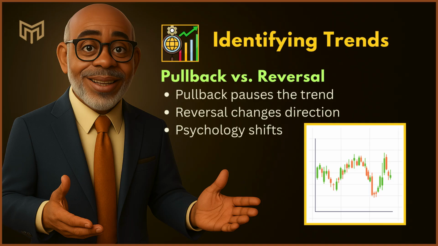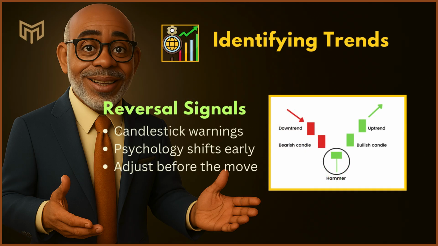A reversal is different. A reversal flips the entire trend. It occurs when market psychology shifts and control changes, turning an uptrend into a downtrend or a downtrend into an uptrend. Understanding the difference helps us avoid reacting emotionally to normal pauses and recognize when behavior in the market has truly changed. The patterns you've already learned, like engulfing candles, doji, hammers, and shooting stars, often act as early warnings of reversals. They reflect hesitation, exhaustion, or a shift in control before the trend fully changes.